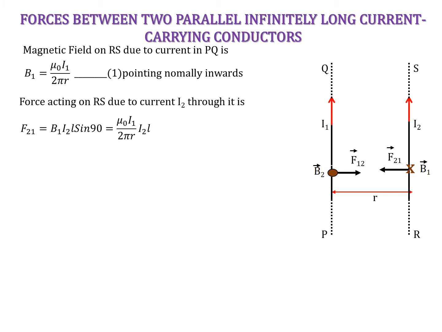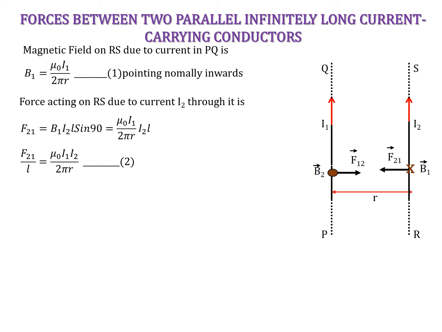We substitute the expression for B1. The result is mu naught I1 I2 upon 2 pi R into L. If we find force per unit length, we will get mu naught I1 I2 upon 2 pi R. So F21 is the force experienced by RS due to the magnetic field produced by the first conductor. So force on second conductor due to magnetic field of the first conductor.